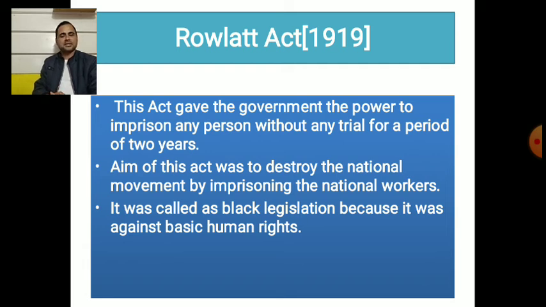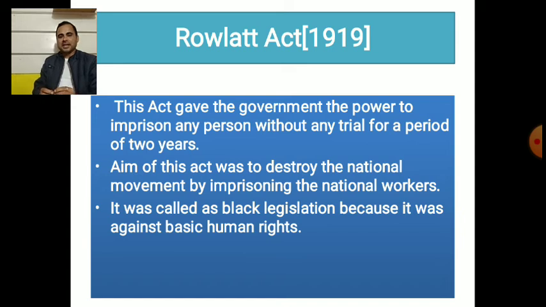Another important aspect in this judicial trial is that within 24 hours, the person or his relatives, his parents or his friends or his neighbors, whoever are closely associated with the person, must be informed about the detention of this person. But the Rowlatt Act did not fulfill any kind of this judicial trial.